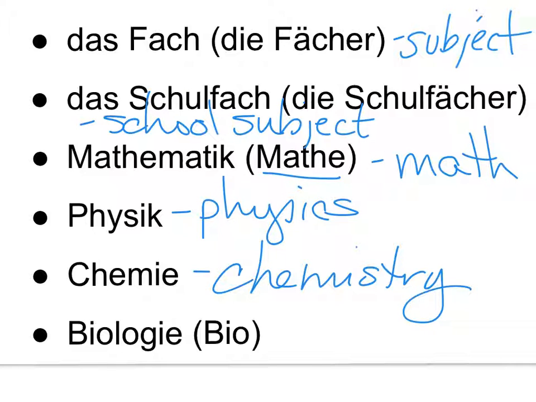Okay, but I said shortened form. You guys went immediately to English. Shortened form is Bio, like it smells. So yes, that is biology. Those are all science. That's true. The word for science, which you don't need to know, is Wissenschaft. So be thankful that you don't need to know that word.